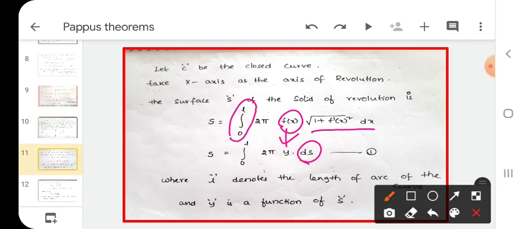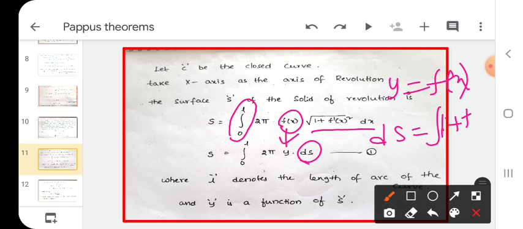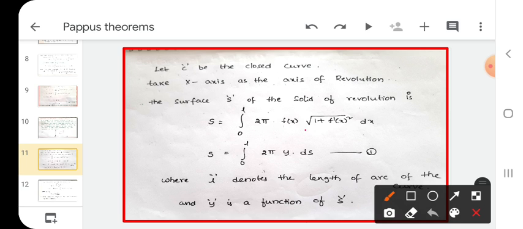Okay, length of plane curves. In the first video of integral calculus we discussed length of plane curves. What is the formula for the length of a plane curve about the x-axis? If the given curve is y equals f of x, what is the length of the arc? ds equals integral a to b, root of 1 plus (f dash x) whole square, dx. Here root of 1 plus (f dash x) whole square dx equals ds. f of x means y. This is 2 pi, and limits are 0 to L.